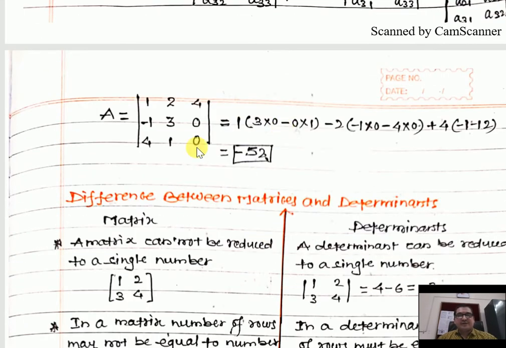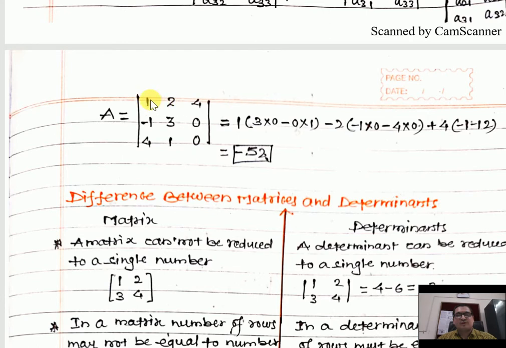Now I have written one example. We can take A equal to 1, 2, 4, minus 1, 3, 0, 4, 1, 0. First you will take 1. Before 1 you will put minus 1 raised to power 1 plus 1. So minus 1 raised to power 2, that is the 1 only. And this element belongs to R1 and C1.